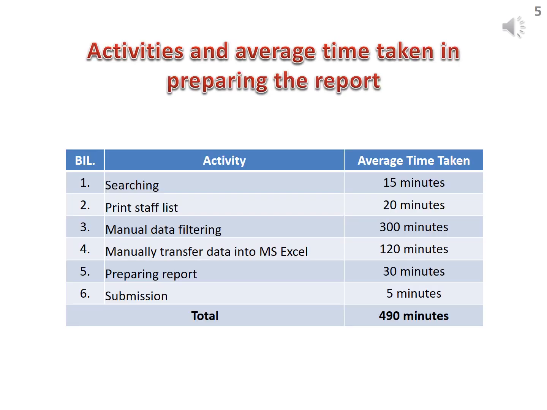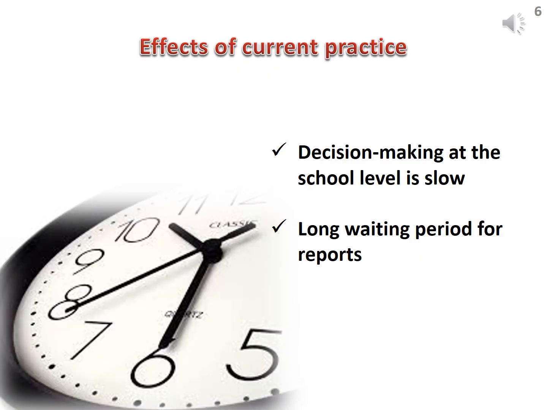Overall, these are the average times taken in preparing the report. Searching takes about 50 minutes. Printing the staff list takes about 20 minutes. Manual data filtering takes about 300 minutes. Manually transferring data into Excel takes about 120 minutes. Preparing the report is about 30 minutes. Submission of the report is about 5 minutes. And the total average time taken is about 490 minutes.